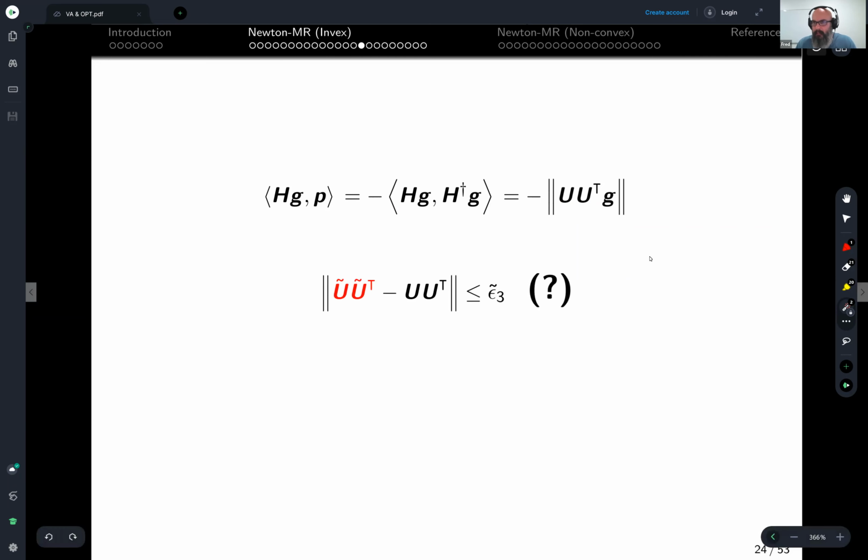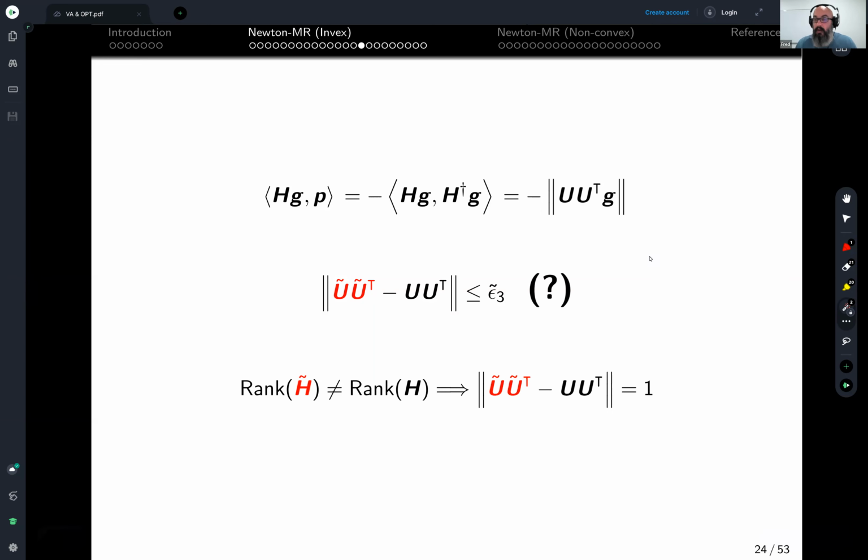So we looked at, maybe instead of looking at H dagger and H tilde dagger being similar, maybe we should look at the distance between the corresponding subspaces. So the range space of H and the range space of H tilde, maybe those are the ones that are going to be close. Well, we were again out of luck. Again, if your perturbation is not rank preserving, this distance is just going to be 1, so we could not use that either.